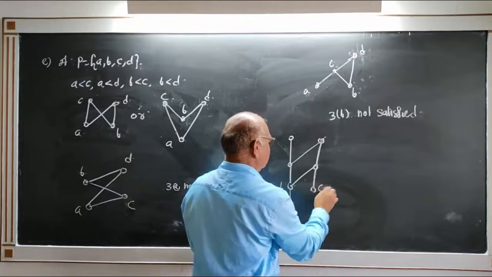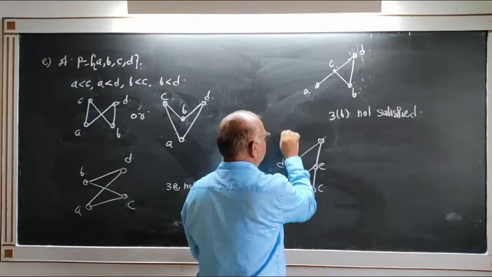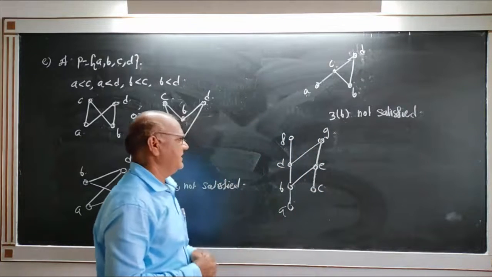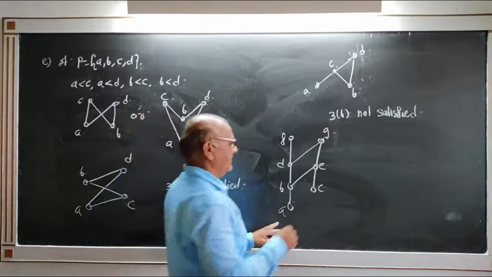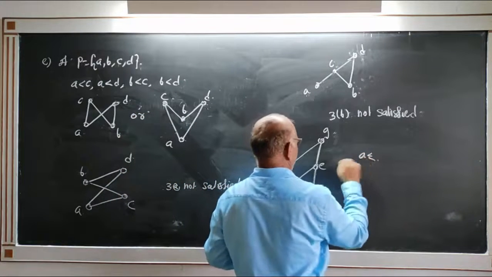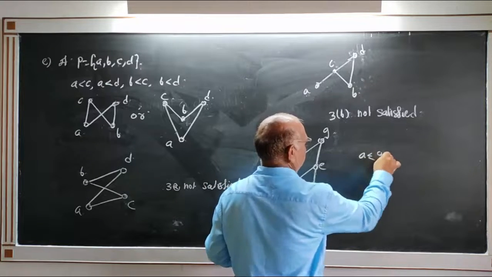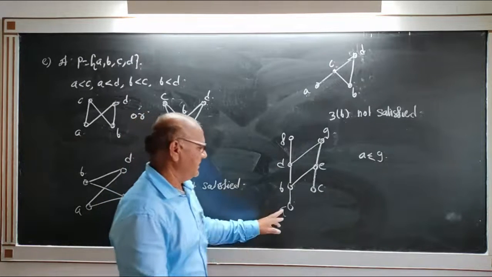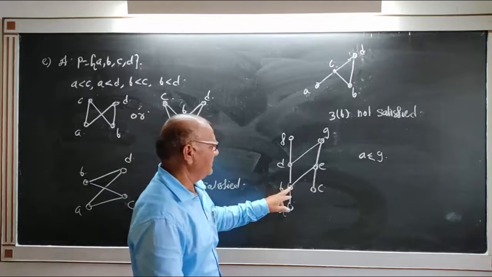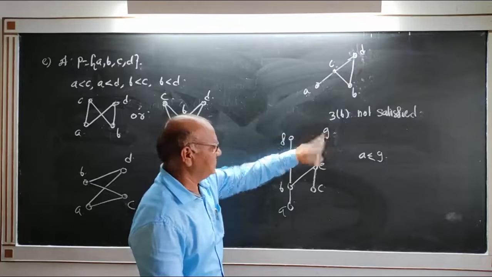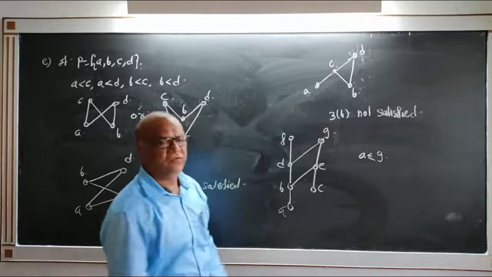Now A, B, C, D, E, F, G, like this. Here, A is related to G. A is related to B, B is related to D, and D is related to G. By the transitive property, A is related to G.